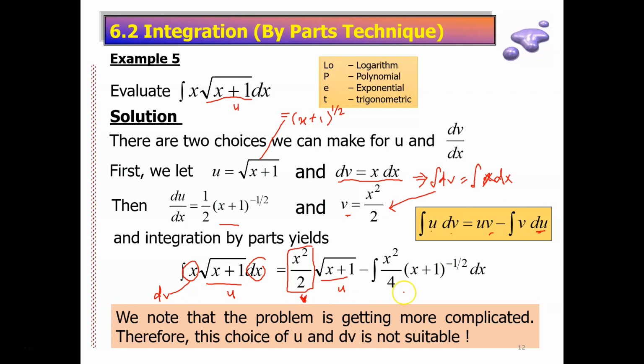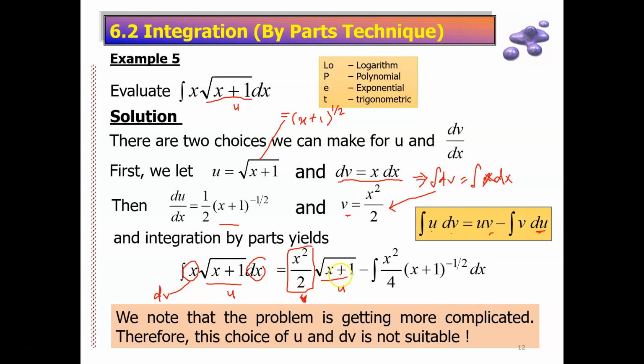This is u, minus the integration of v du. So again, you have v, this one, over the integration of v du. So du is this one. Since you have 1 over 2 and this one also 1 over 2, multiplying them, that's why we have 1 over 4 over here. So you can see that it's getting more complicated.